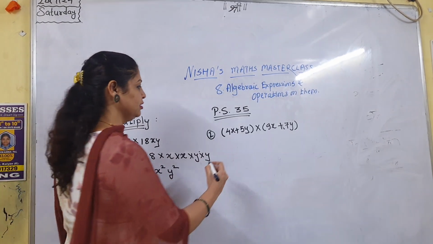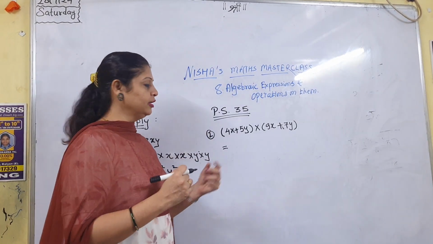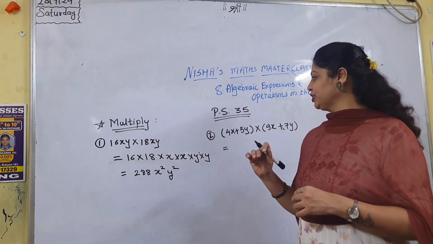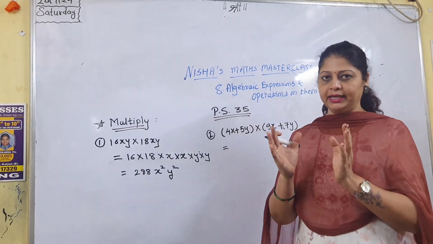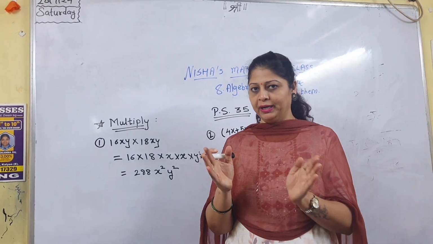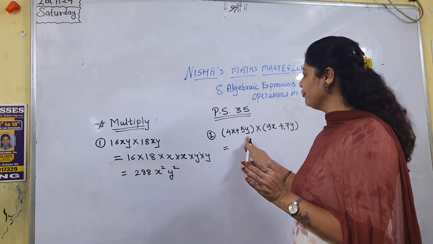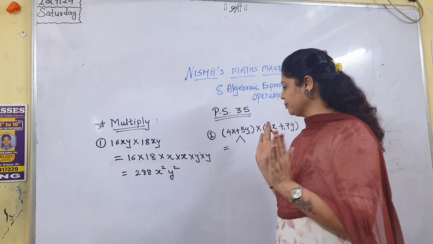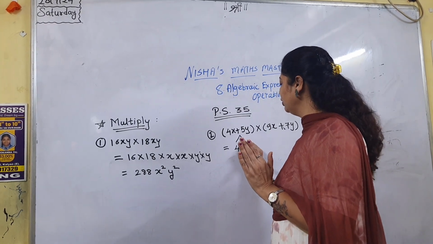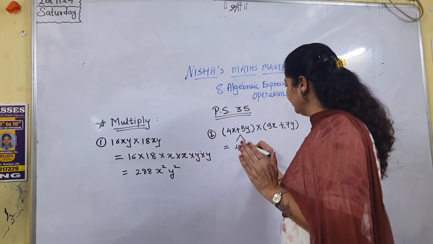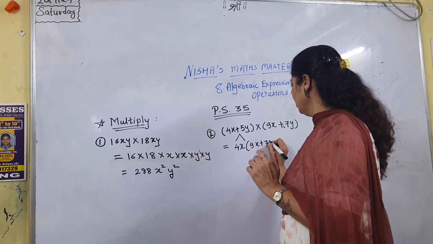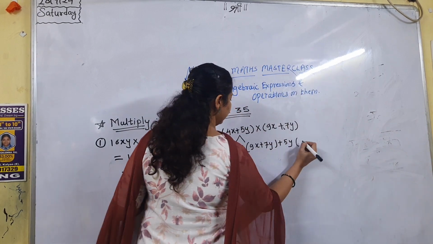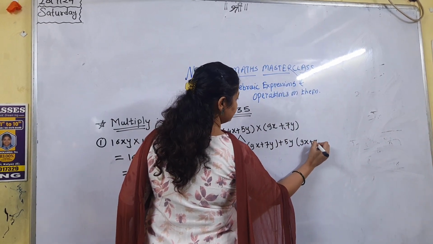This is also multiplication, but a little bit different. Two brackets are there. So when we solve multiplication of algebraic expressions, at that time you have to take one bracket and divide it in two parts. For example, 4x plus 5y, I take it in two parts, that first bracket. First you have to write down only 4x. Afterward you take 9x plus 7y. Then plus 5y. Afterward, next 9x plus 7y.